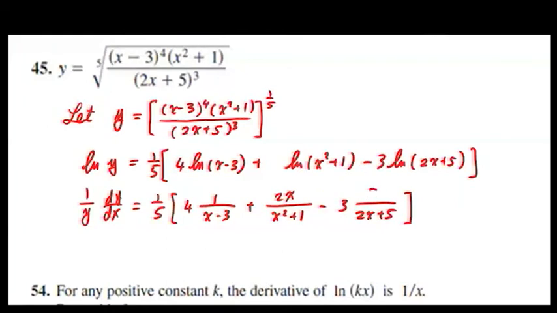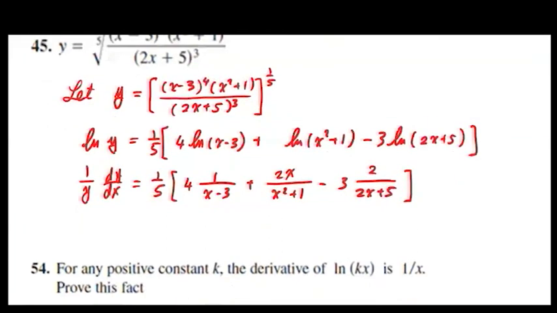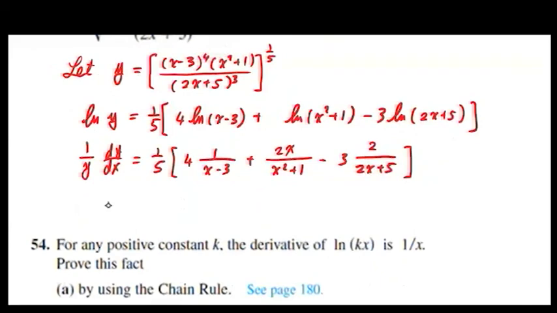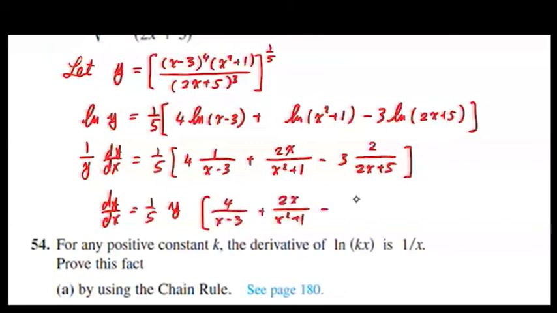And that one too, right? Let's just clean this up a little bit. So dy over dx now is you multiply y, so 1/5 y, lots of space, and you know what's about to happen. 4 over x minus 3 plus 2x over x squared plus 1 minus, let's say, 6 over 2x plus 5, close parenthesis. And then now we have to substitute this y.